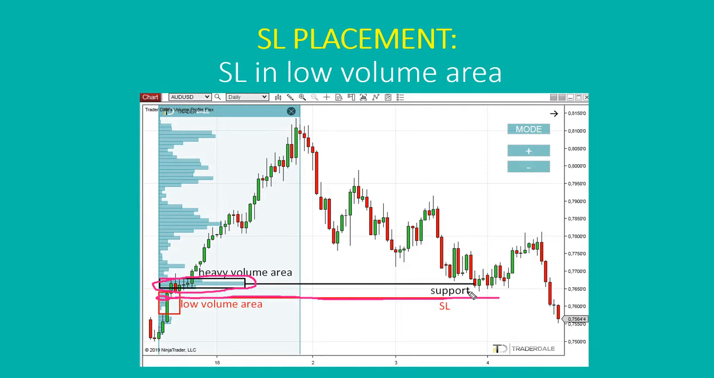I use this one when there is no significant swing point, and then I place the stop loss in low volume areas. The reason for that is that the price should react to the heavy volumes. Like in this case, if it doesn't, if it goes past the support, past heavy volumes, then it goes into a low volume area, and this clearly means that the heavy volume area did not work as a support, the support failed, and it's time to quit the trade. So that's the reasoning behind placing stop loss in a low volume area.